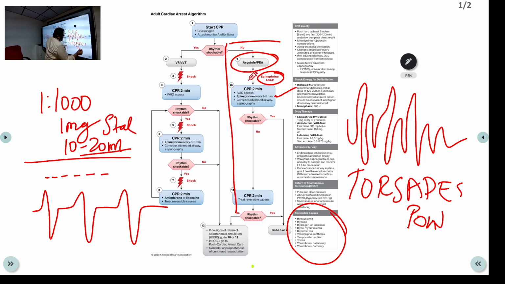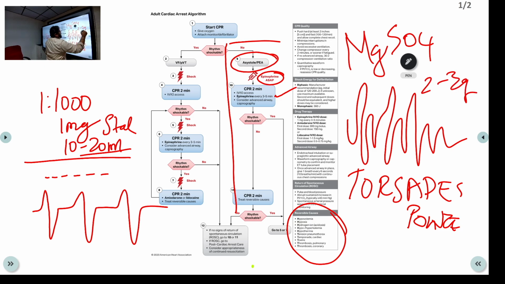The drug of choice is magnesium sulfate. Magnesium sulfate 2 to 3 gram IV stat. That is the drug of choice for your torsades de pointes. So when you see torsades de pointes, the drug of choice is magnesium sulfate. That is what you need to remember.